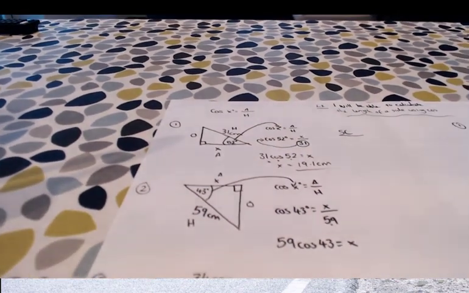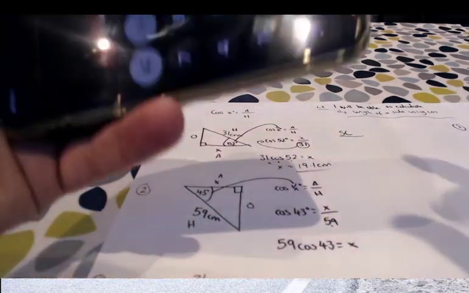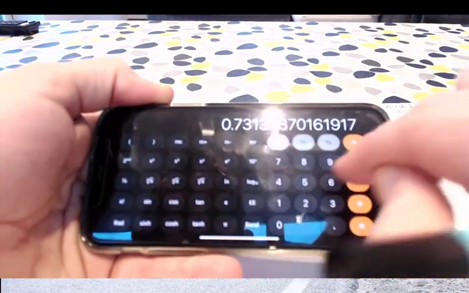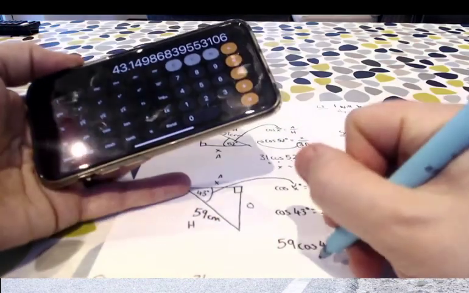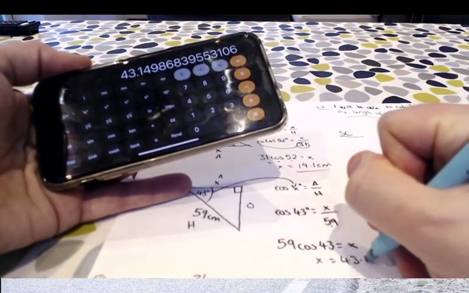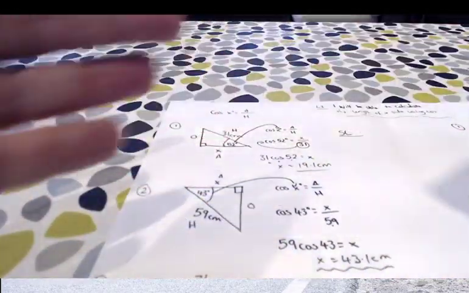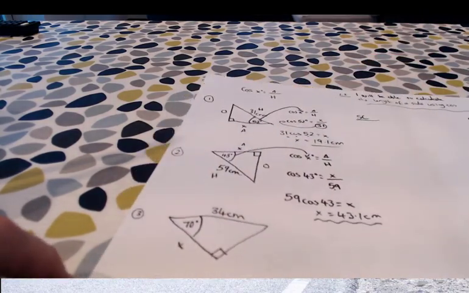Again, in my calculator, I'm going to do this in reverse. I'm going to do 43 cos times 59, and that equals 43.1 centimetres. Remember, we're finding the length of a side, so it'll be centimetres or metres or whatever else is mentioned in the question.